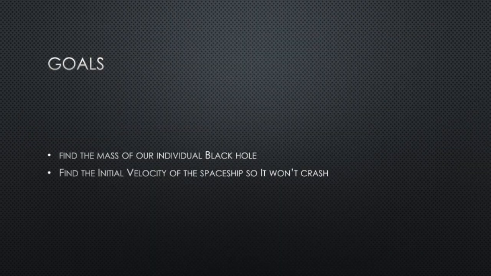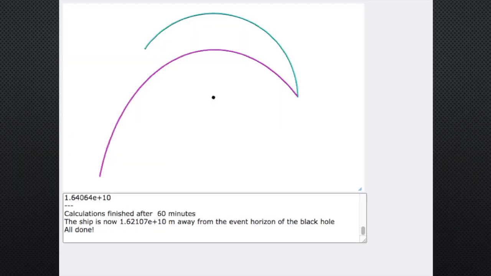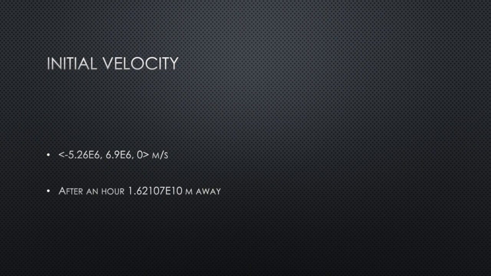For part 2 of this problem, we needed to find out how fast a spaceship needed to go at first in order to avoid hitting a black hole and a planet. After plugging in the value that we found for the mass of the black hole and the formulas needed for this problem, the universal gravitation, Newton's second law, and the position and velocity update formulas, I found that the initial velocity of the spacecraft was negative 5.26 times 10 to the 6th in the x component and 6.9 times 10 to the 6th in the y component, meters per second.